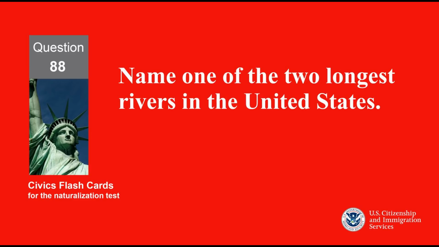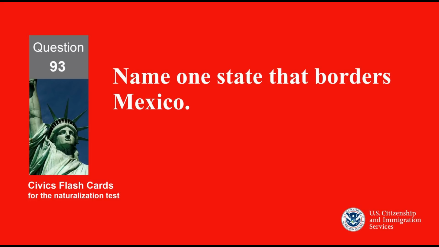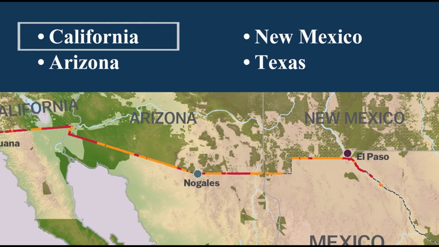Name one of the two longest rivers in the United States. Missouri River. Name one state that borders Mexico. California.